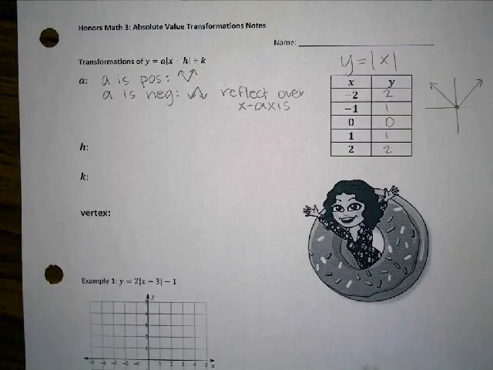Okay, so if the size of the number is small, it doesn't matter if it's positive or negative. If the size of the number is small, it makes the graph wide, okay? We call that a compression. So it's like you took a normal size graph and you squished it.